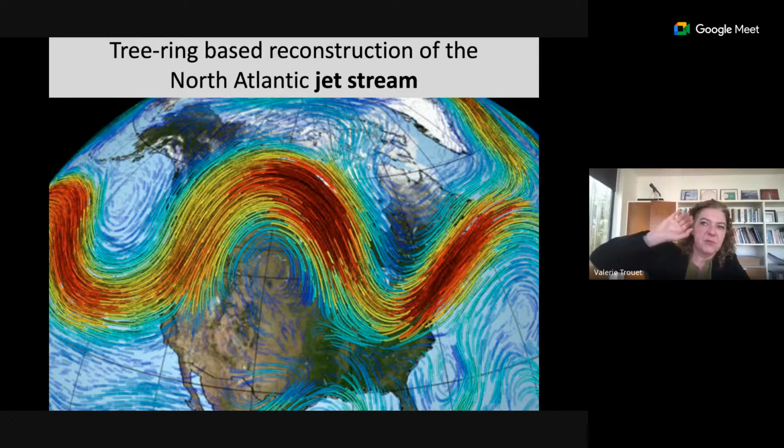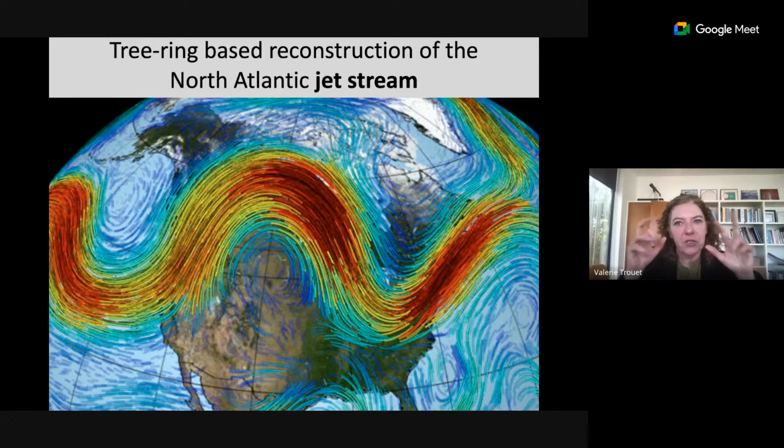The jet stream is a reason why if you fly from the US to Europe, it's much faster than if you fly the other way around, because of the elevation that airplanes fly at. If you fly eastward, you get a tailwind from the jet stream. If you fly westward, you've got to make a big detour to avoid the jet stream.